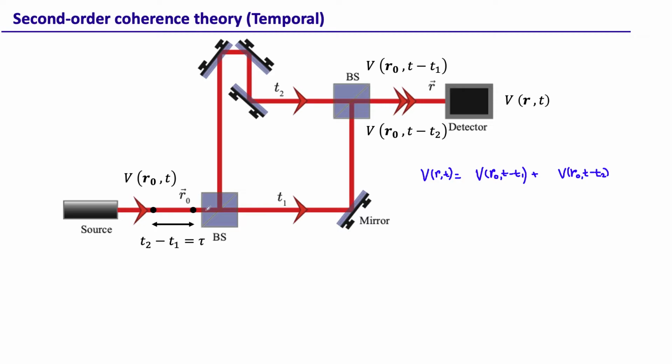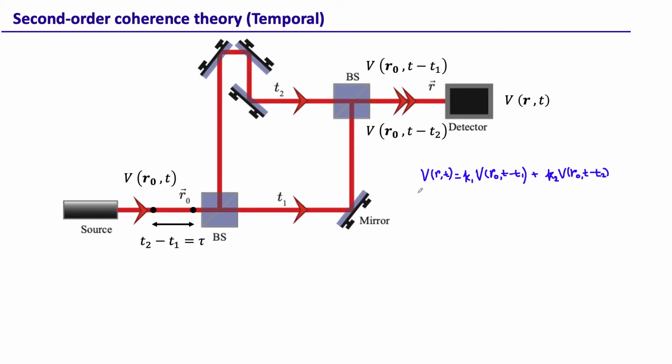Now of course, since there is a beam splitter here, there may be losses or whatever. So there may be an overall constant k1 over there and a constant k2 over there. So that's the field we see at R, t, which is again a superposition of fields at R naught at time t minus t1 and at time t minus t2.